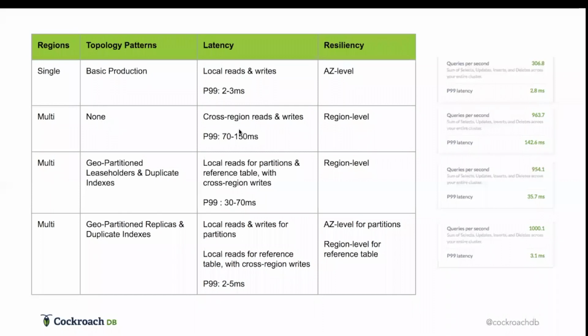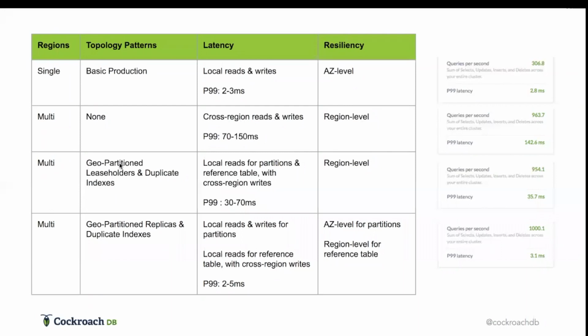We didn't do anything at all. So reads were generally cross-region and writes were cross-region for sure. And in that case, latency P99 was 70 to 150 milliseconds, but we could survive the outage of an entire region. Then we said, okay, in a multi-region cluster, we really got to apply some topology patterns.